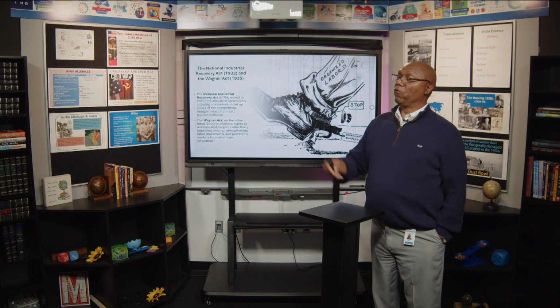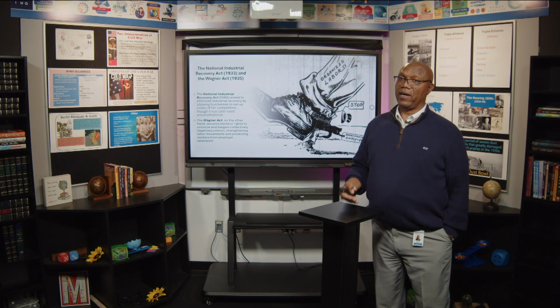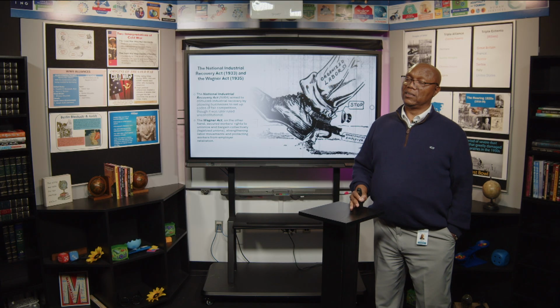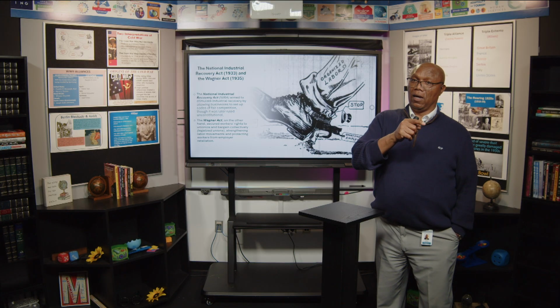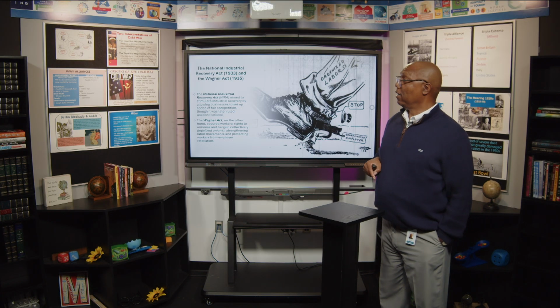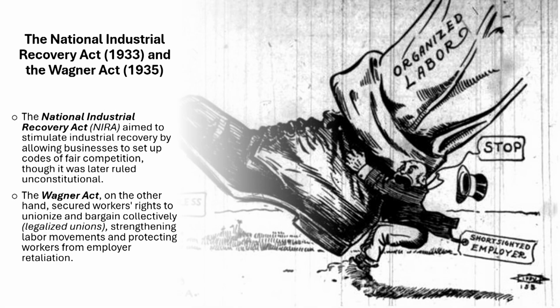Before the Depression, before the passage of the Wagner Act, we're going to find that the government, in most cases, sided with businesses and not with labor. The Wagner Act, on the other hand, secured workers' rights to unionize and bargain collectively, and legalized unions, strengthening the labor movement and protecting workers from employer retaliation.